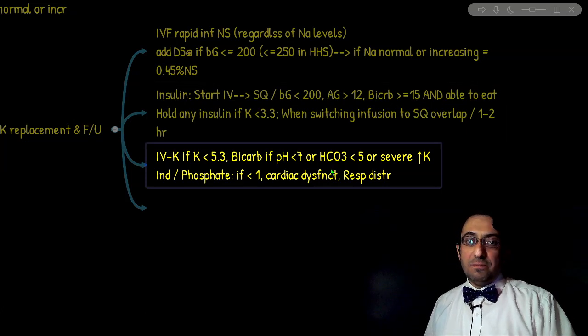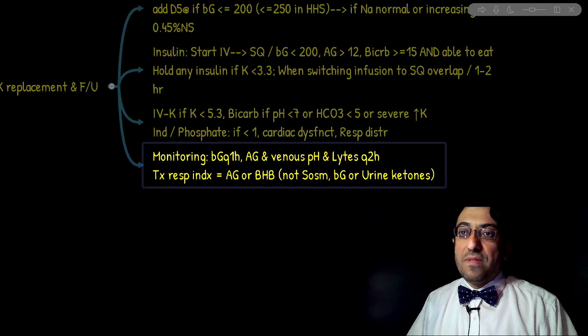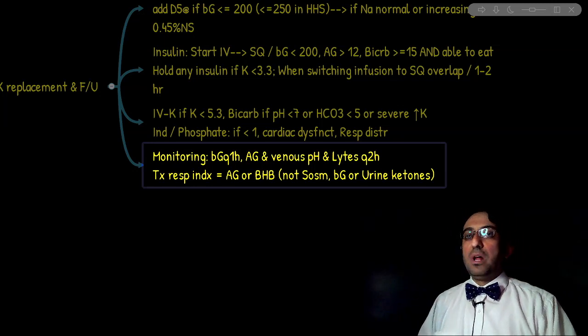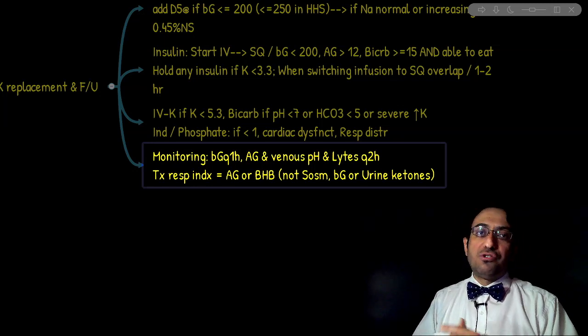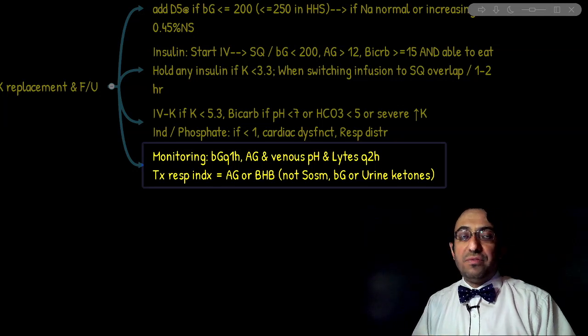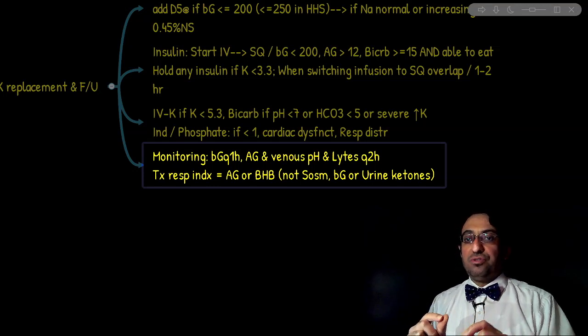Okay, next important aspect of the management is the monitoring that we mentioned. What are the rules of monitoring in DKA? We measure blood glucose every hour, and we measure anion gap, venous pH, and electrolytes every 2 hours. How do we monitor a response to treatment?